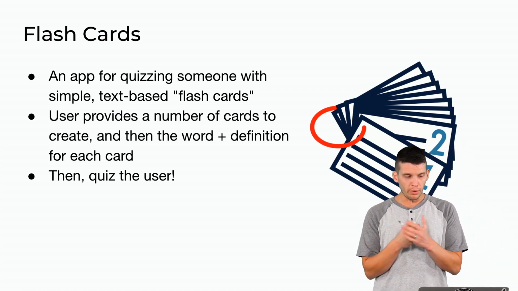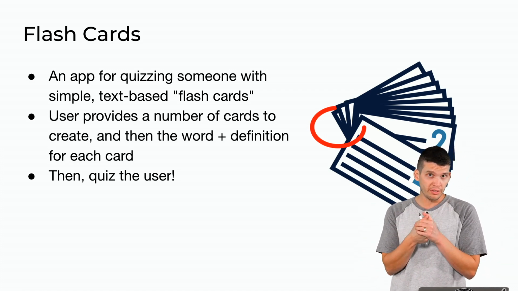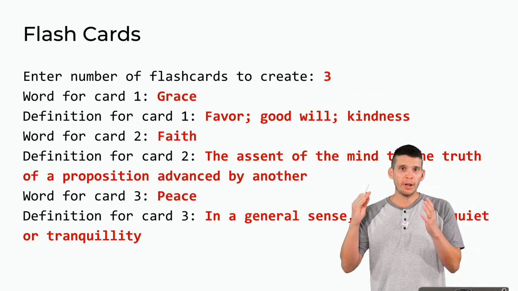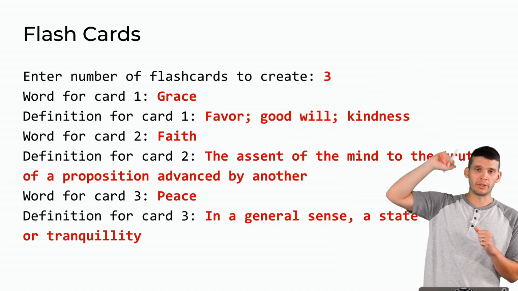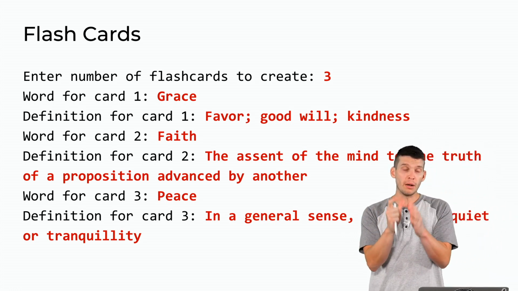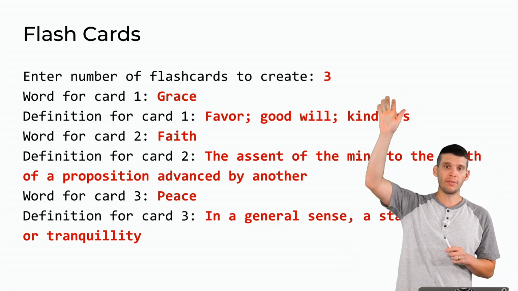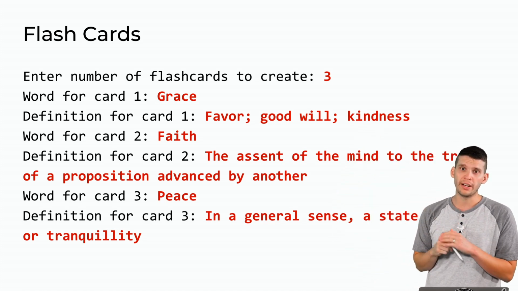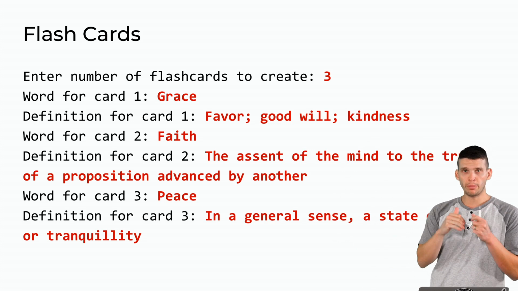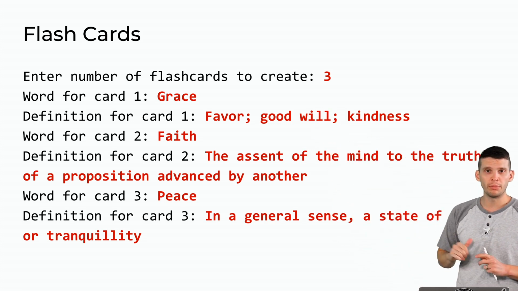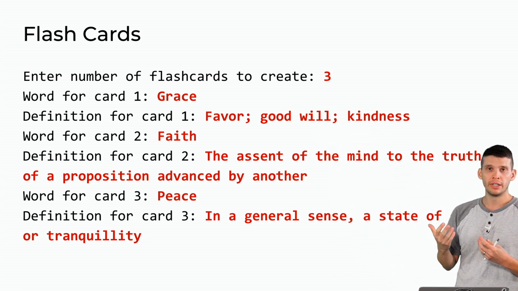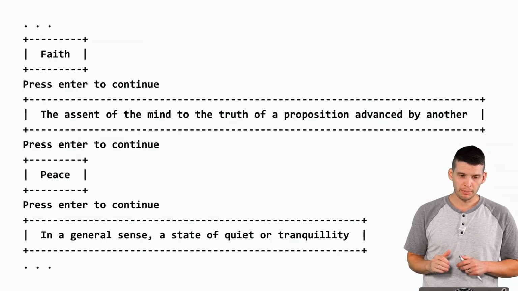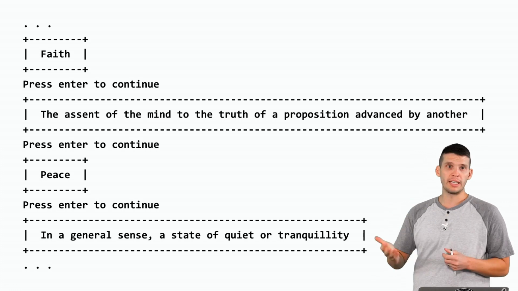Well, we're going to want to use lists to store the words and the definitions. So remember how this software is supposed to work. It's supposed to ask the user for a number of flashcards to create, and then for each one it should ask for the word and the definition for that card. After the program has asked for the correct amount of information about what it should be quizzing the user on, the next step is to actually start the studying process.